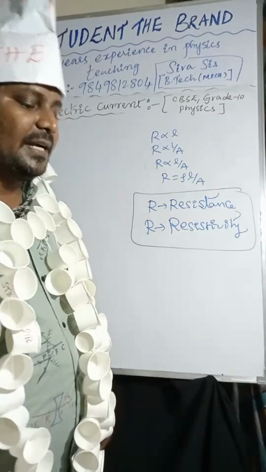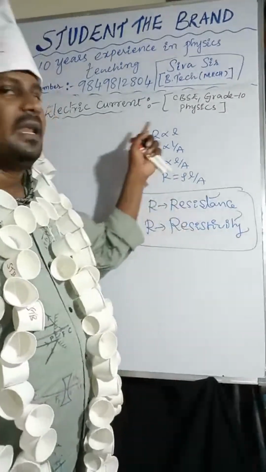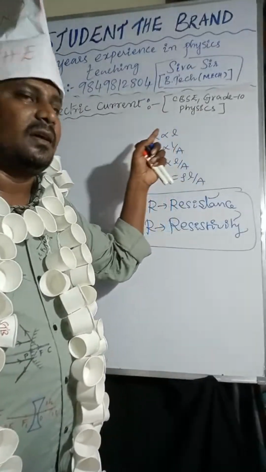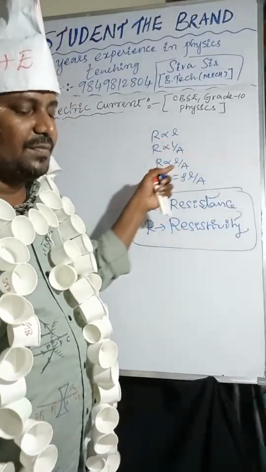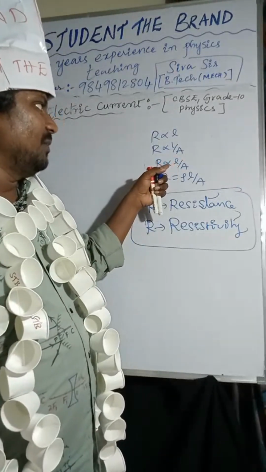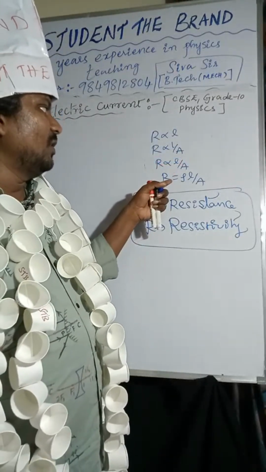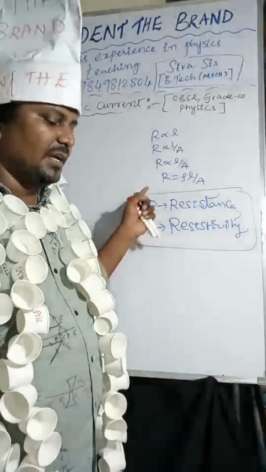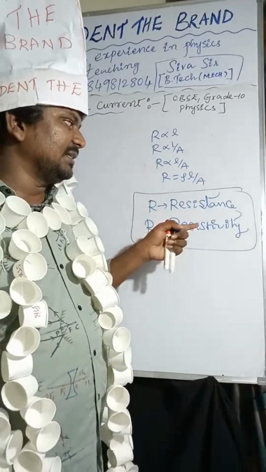Resistance depends on length of the conductor. Resistance depends on area of the conductor, the area of cross section. R is directly proportional to L by A. R equals rho into L by A, where R is the resistance and rho is the resistivity.